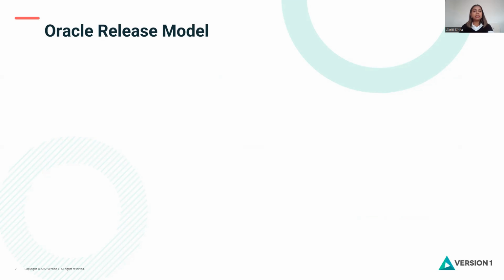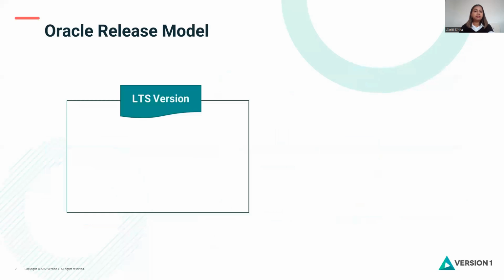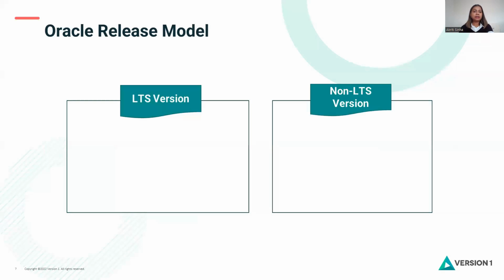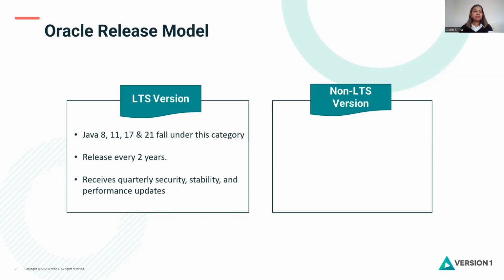Now, coming on to the Oracle release model. Briefly, we touched on long-term support versions, LTS and non-LTS. Let's discuss LTS first. These are the more stable, long-supported, and more mainstream versions of Java. For example, Java 8, 11, 17, and 21 are examples of LTS. Since the Java 17 release, Oracle said that the release of LTS versions will be every 2 years. Previously, it used to be every 3 years.